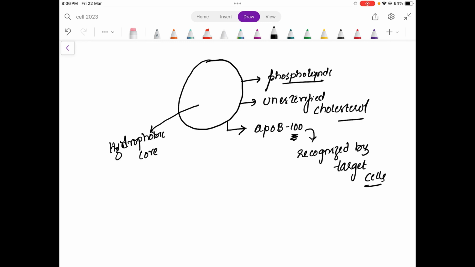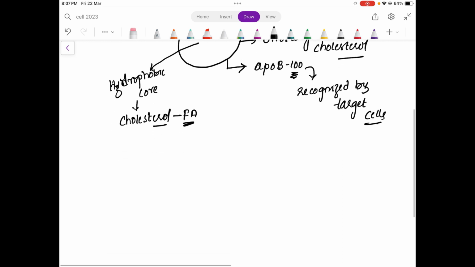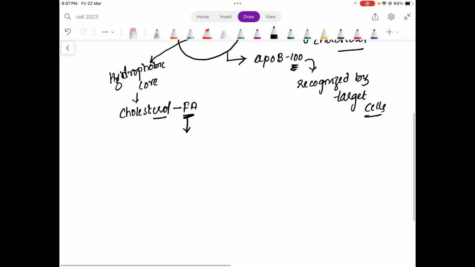This hydrophobic core will contain cholesterol, and this cholesterol will combine with a fatty acid. That means this cholesterol is esterified, and this fatty acid is linoleate, and this is a polyunsaturated fatty acid.